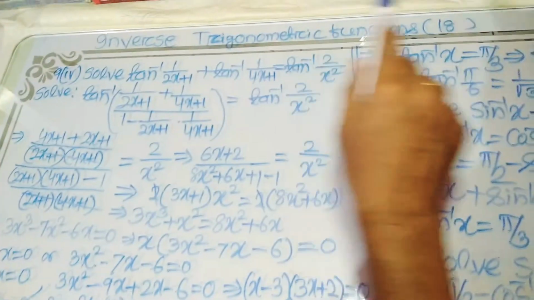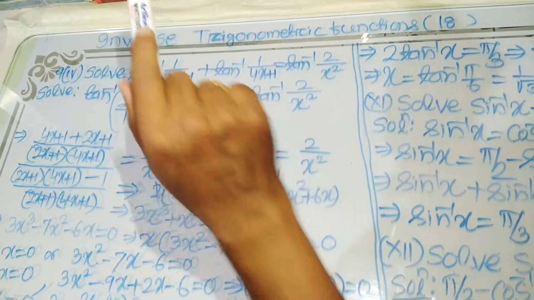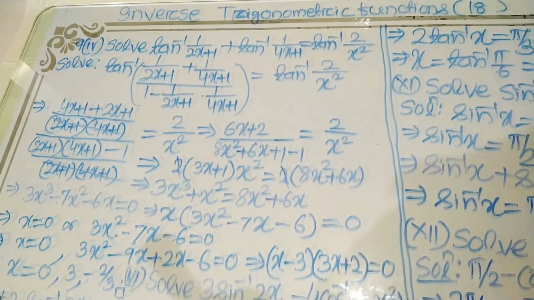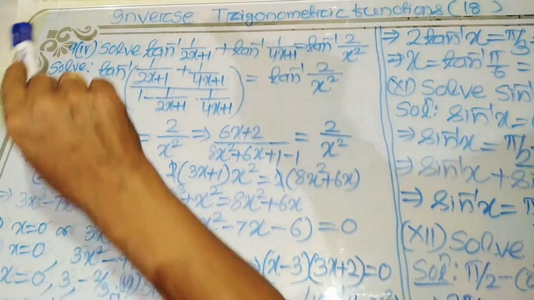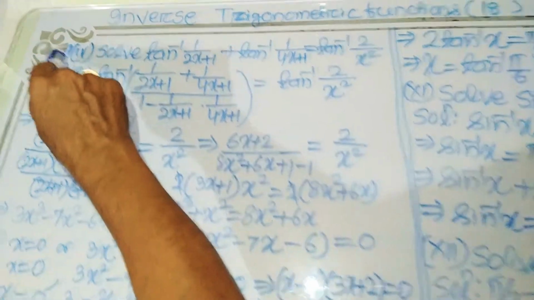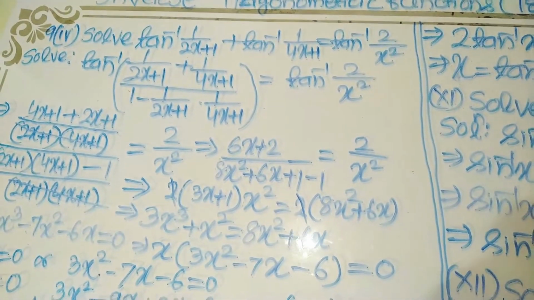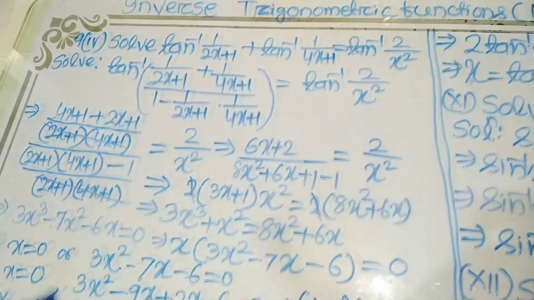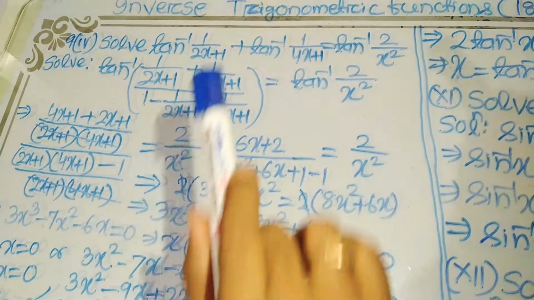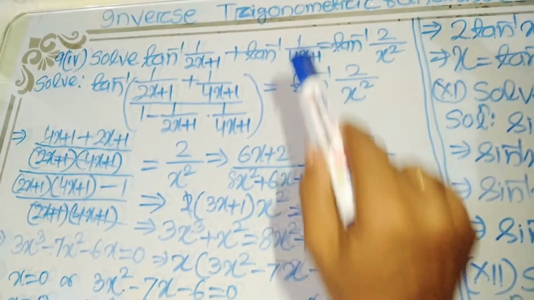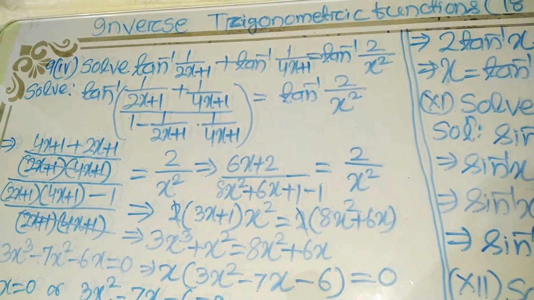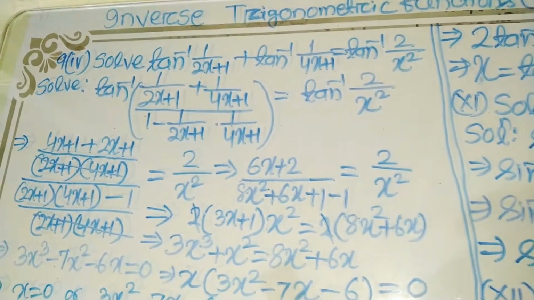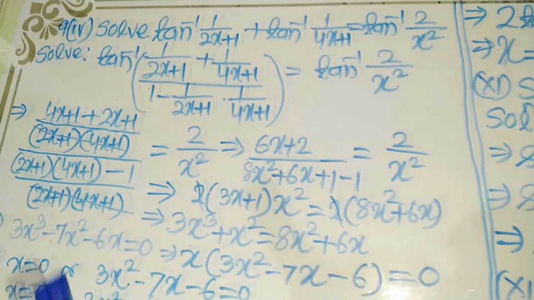This is the 18th slide of inverse trigonometric functions. We have done some numbers of 9, number 9 fourth bit. Solve tan inverse 1 by 2x plus 1 plus tan inverse 1 by 4x plus 1 is equal to tan inverse 2 by x square. Solution.